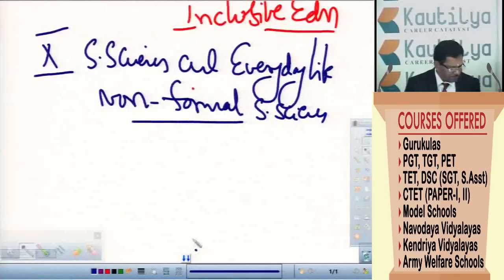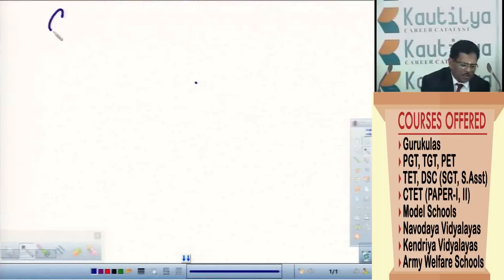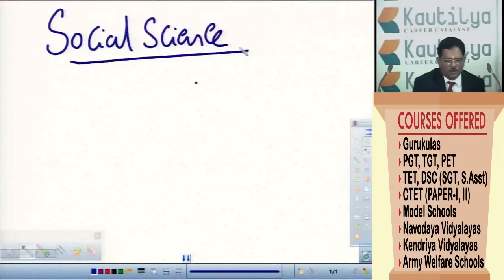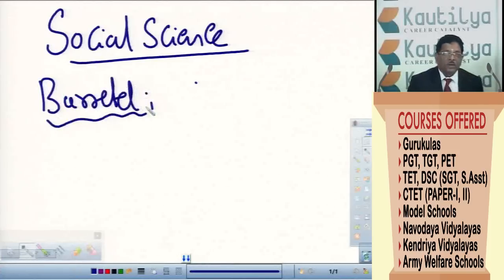Now let us see what social sciences is. Now let us see the concept of social science. One eminent social scientist, philosopher and educationist, Mr. Bartel, explained and defined social studies.